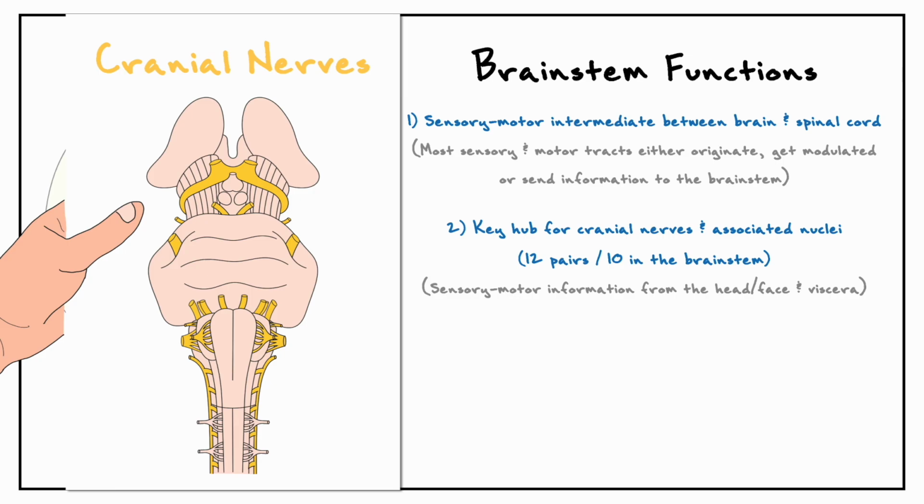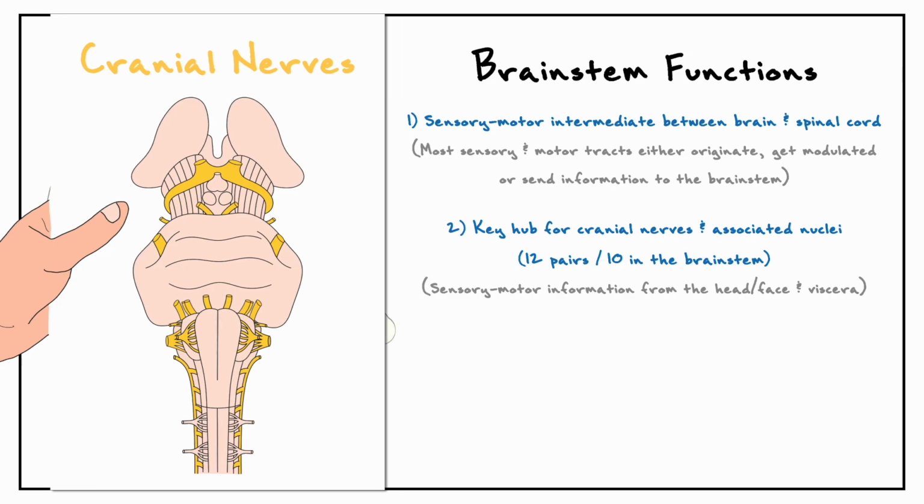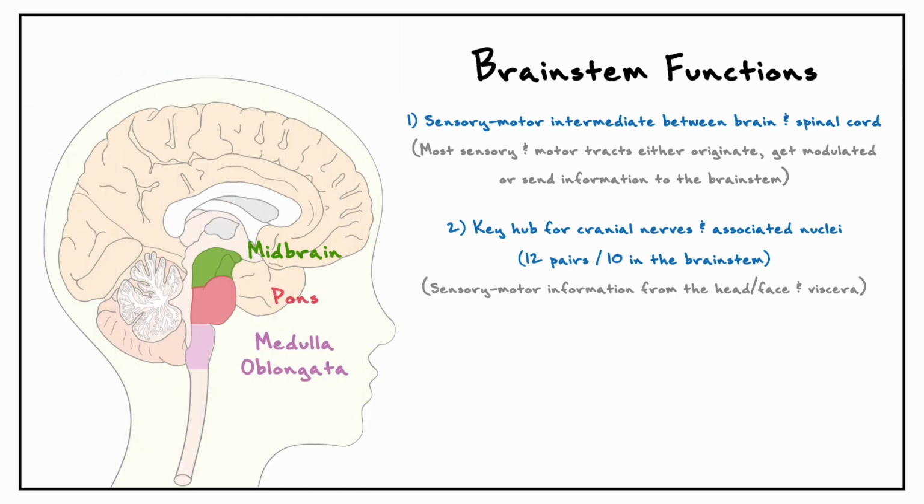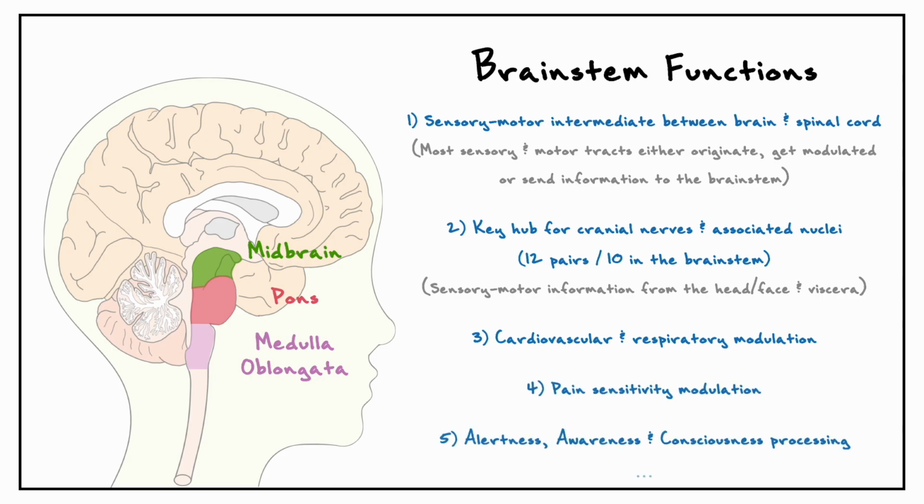There are 12 pairs of cranial nerves, and 10 of them come directly in and out of the brainstem. Accordingly, the brainstem is often regarded as being the key hub for these cranial nerves and associated nuclei. In terms of more miscellaneous processing, the brainstem has other nuclei scattered across the medulla, pons, and midbrain that deal with the processing of a wide array of information. To name a few, it contains nuclei responsible for modulating cardiovascular and respiratory activity, pain sensitivity, and other more abstract concepts like alertness, awareness, and consciousness.